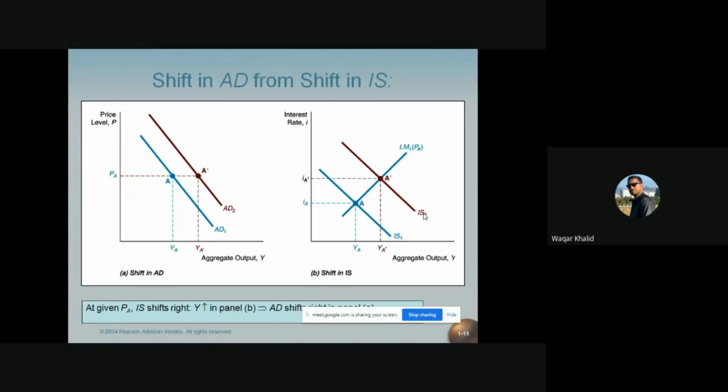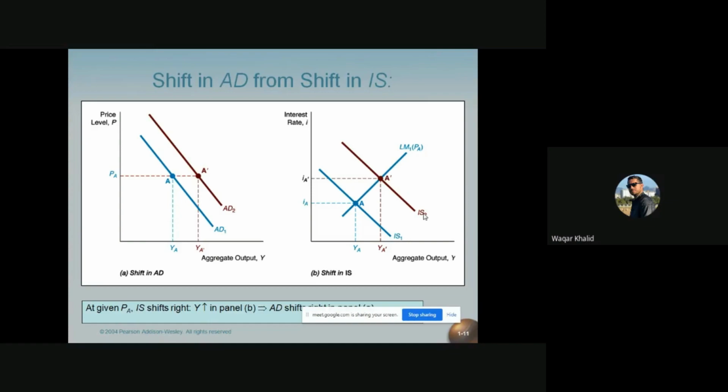Now, what are the factors that cause the aggregate demand curve to shift? Very simply, there are two factors. When we are talking about a shift in the aggregate demand curve, the ISLM analysis demonstrated how the equilibrium level of aggregate output changes at a given price level. So keep in mind that a change in any factor that causes the IS curve or LM curve to shift causes the aggregate demand curve to shift.